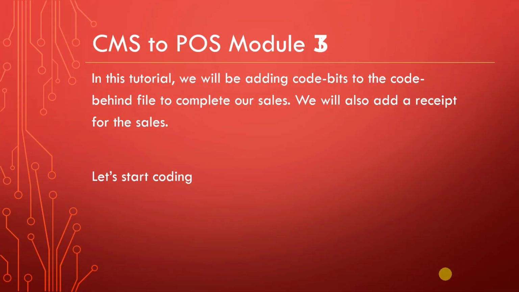In this tutorial, we are going to be adding code bits to the code behind file in order to complete all our sales. We'll also be adding a receipt for the sales. There are a couple of functions that we need to modify, and let's see how we are going to get this going.